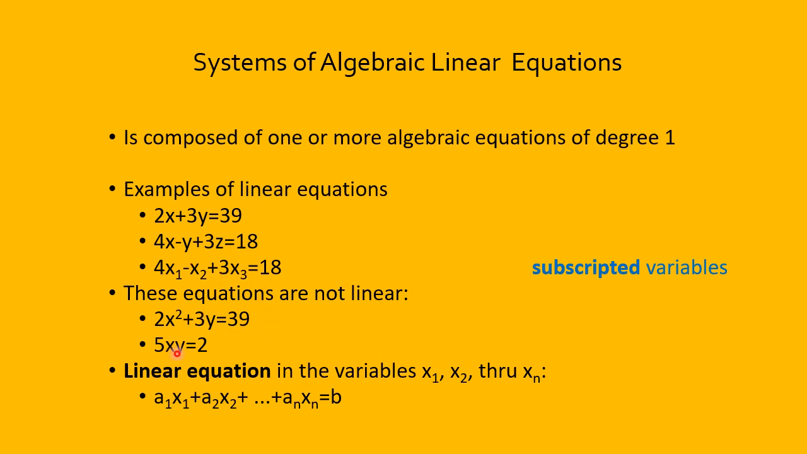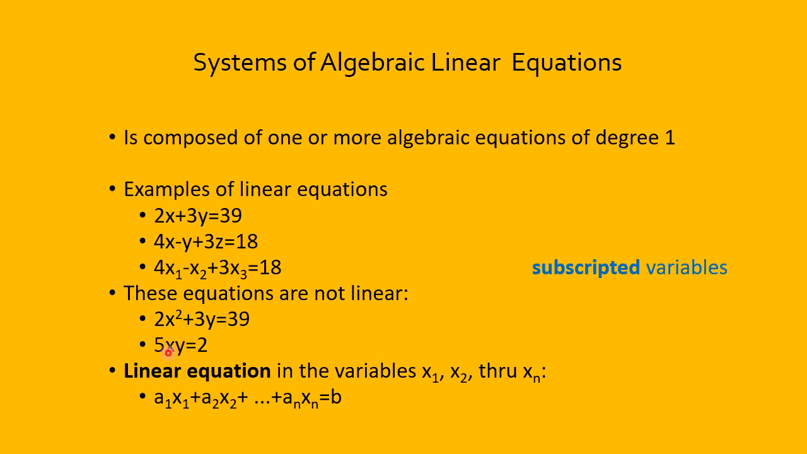Here are a couple equations that are not linear. 2x squared plus 3y equals 39. Notice that we have an x squared term here, so that does not have degree 1. This term does not have degree 1. And 5 times x times y equals 2.